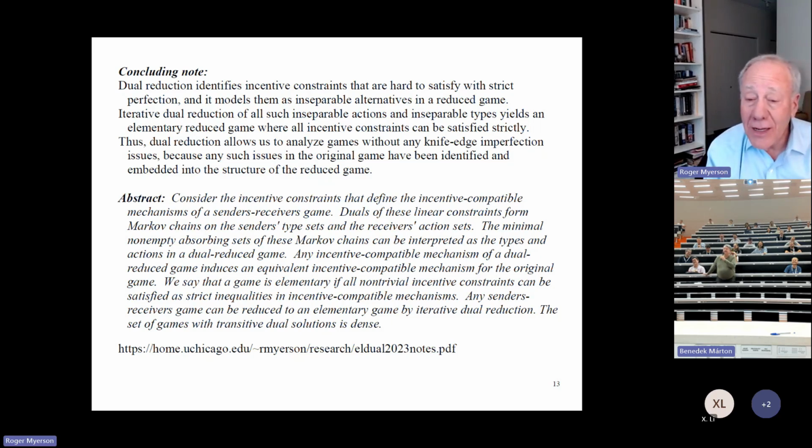So it's all on the web. It's not featured large on my research page, but dual reduction 2023 or something like that is a title somewhere that can be clicked on, or that URL is there. It's on my research page, tilde rmyerson, research, dual reduction, dual 2023 notes. The notes were first written in 2023, but the result on the denseness of transitive dual solutions is a new result this year.